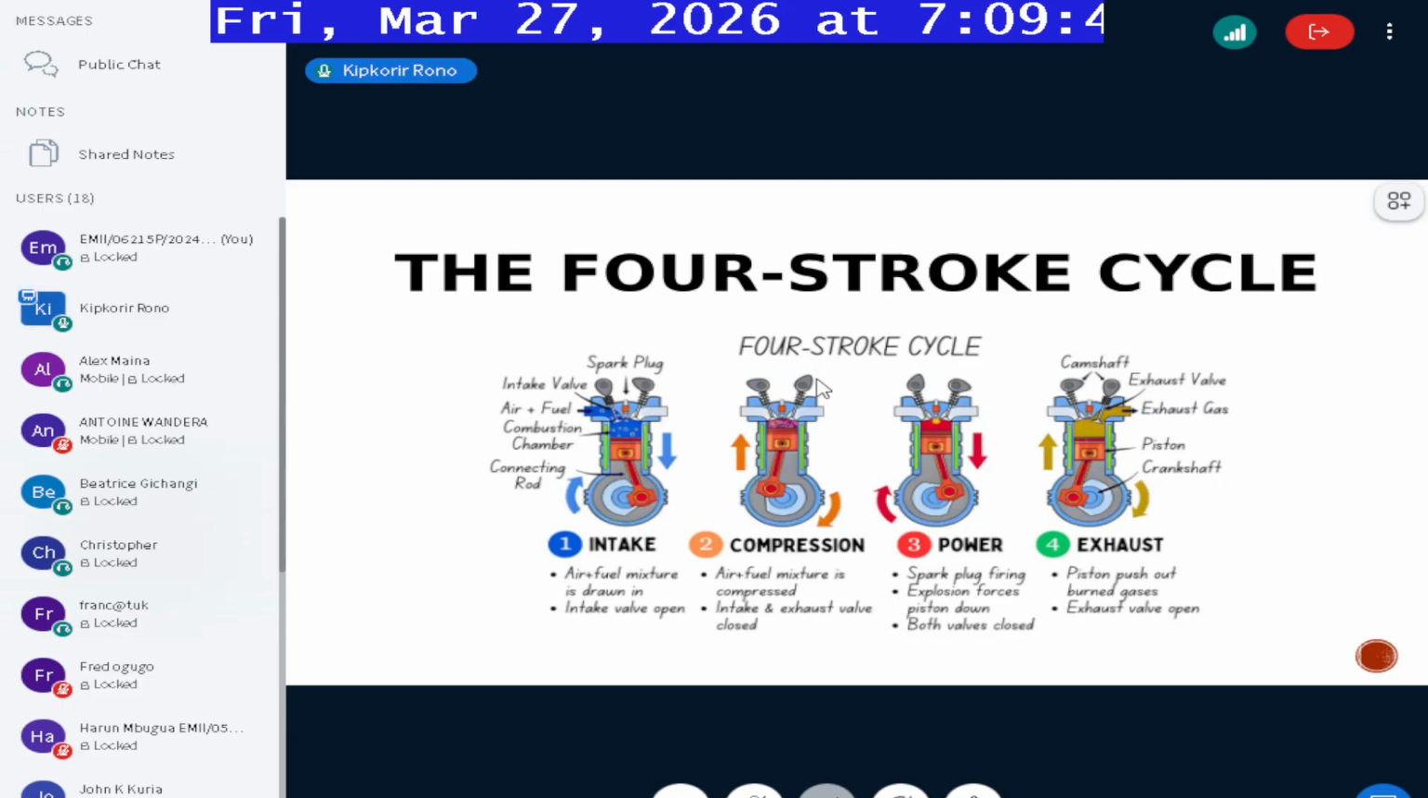Now, because there will be some residual exhaust gases, you require the exhaust stroke now to push out whatever is remaining. Okay, so it will move upwards.